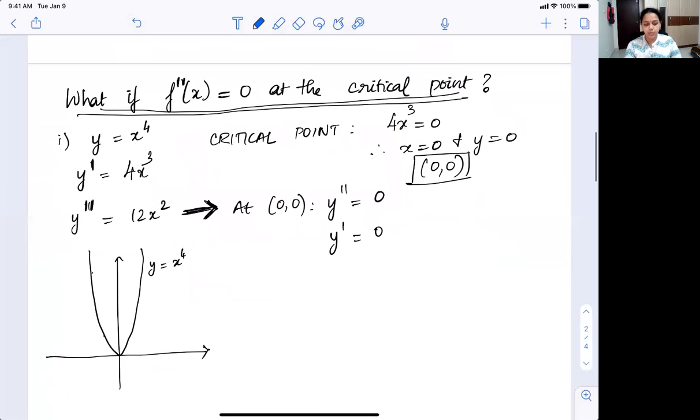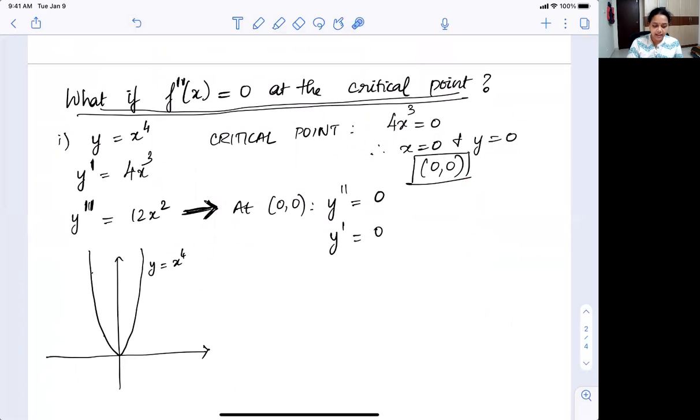So I have the function y is equal to x to the power 4. This is what the function looks like. It's a proper U-shaped function. To find the critical point of this function, I take the first derivative, and that's 4x cubed. If I equate that to 0, I get the critical points of this function, and I find that x is 0, and correspondingly y is also 0. So the origin is the critical point.